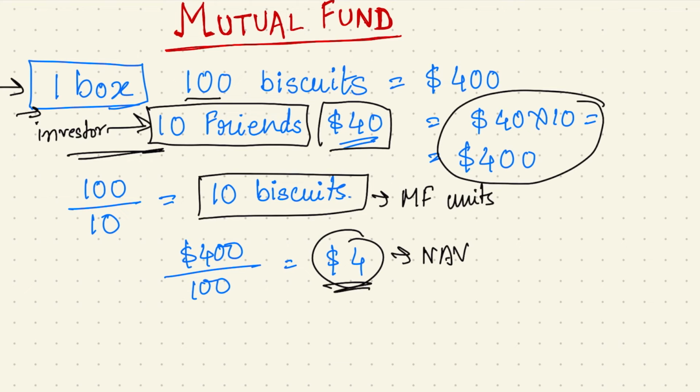And each share is going to be priced at the NAV, which is the net asset value. I have a separate video on how to calculate NAV. You can go and check that. That is going to be helpful for you to understand how NAV is calculated. So this is the main concept of a mutual fund.